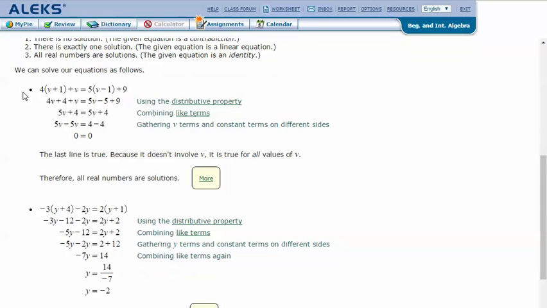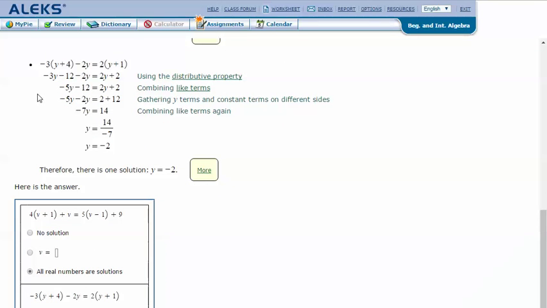And so here they walk us through solving these equations. So we end up with 0 equals 0. And it says that last line is true because it doesn't involve solving for v. It is true for all values of v. Therefore, all real numbers are solutions.